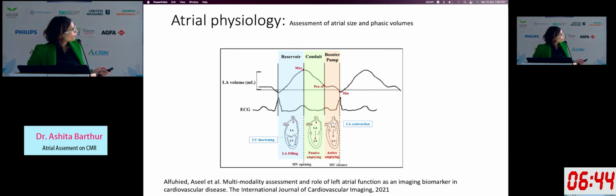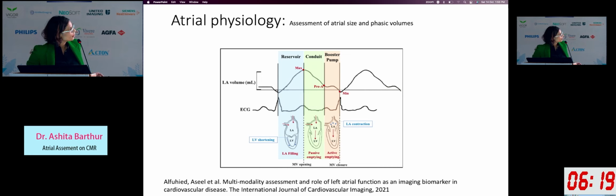So when the atria gets filled up with blood from the systemic veins, or from the pulmonary veins in the case of the left atrium, this is called the reservoir phase, where it passively fills up with blood, and then the reservoir strain is the maximum strain. And then what happens is the mitral valve opens and the blood is emptied into the ventricle passively.